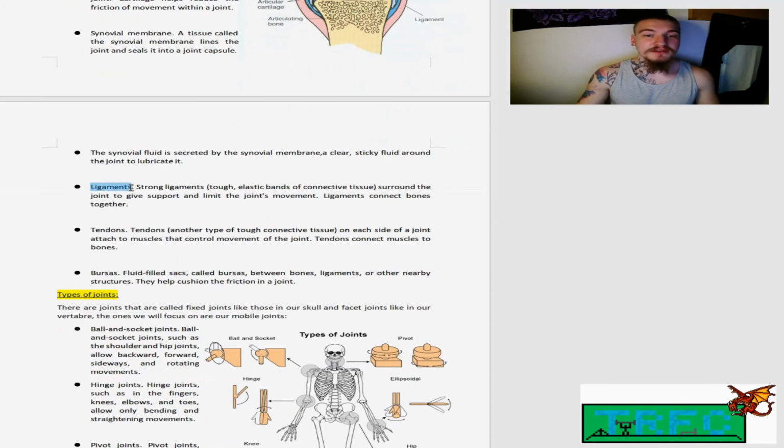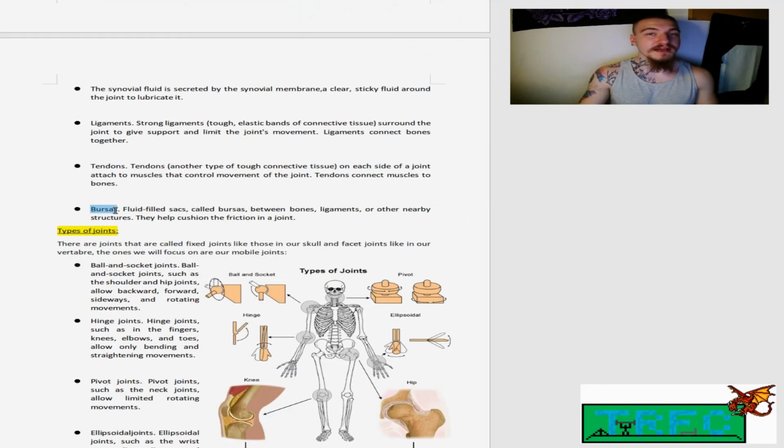Now then, we've got ligaments. Strong ligaments, tough elastic bands of connective tissues. Now these surround the joints and give them support, but they also limit the joint's movements as well, so they won't hyperextend. Now ligaments connect bones together basically. We've also got the tendons. So this is another type of tough connective tissue, and this will sit on each side of the joint attached to the muscle and will help it control the movement of the joint itself.